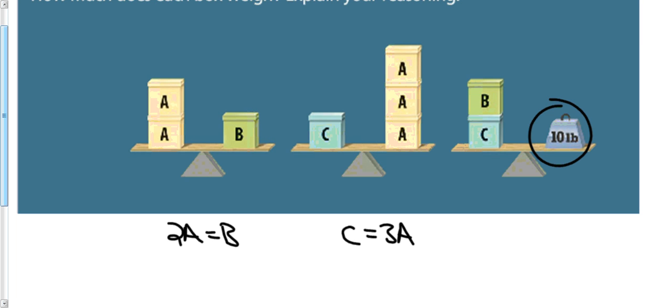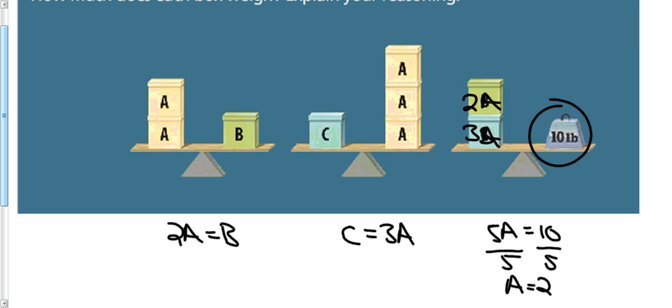With a little substitution, instead of B, I can write 2A, and instead of C, I can write 3A. That means my 10 pounds is the same thing as 5A. Divide by 5, and A is going to be equal to 2 pounds. Now I can rewrite these to be 2, 2, 2, 2, and 2. Which leads me to know that C is going to be equal to 6 pounds and B is going to be equal to 4. And that was a system of 3 equations, 3 variables. It won't always be that simple, but that's the general idea.